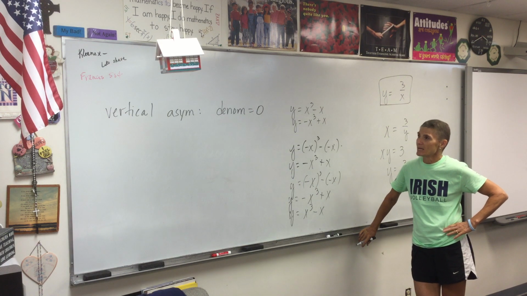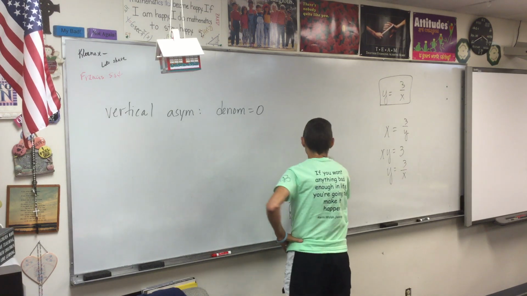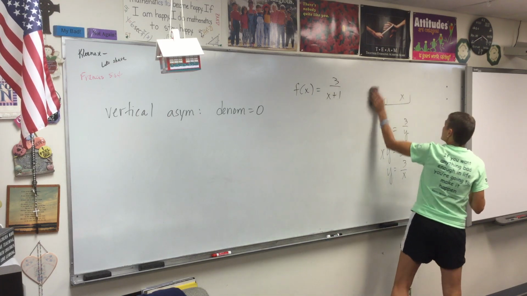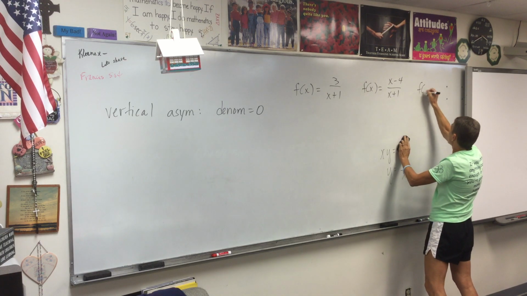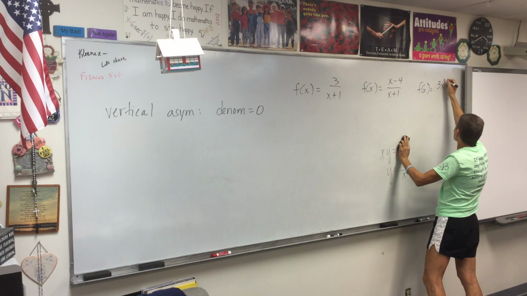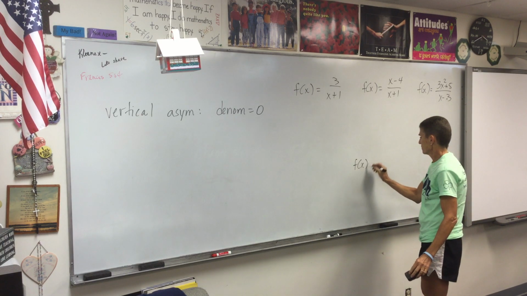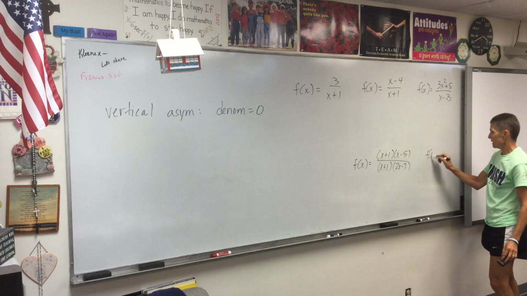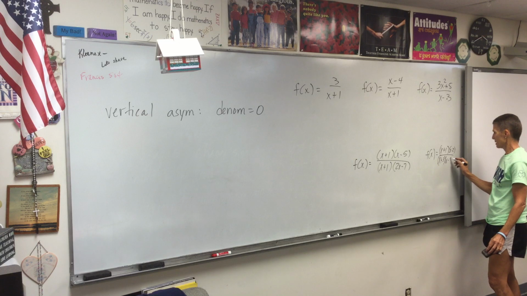Denominator equals 0. That's how you get vertical asymptotes. So if someone says to you, let me put a couple functions up here. Let's say f of x equals 3 over x plus 1. F of x equals x minus 4 over x plus 1. F of x equals 3x squared plus 5 over x minus 3. And f of x equals x plus 1, x minus 5 over x plus 1, 2x minus 7. We'll do one more. F of x equals x plus 1, x minus 2, x plus 3, x minus 4.